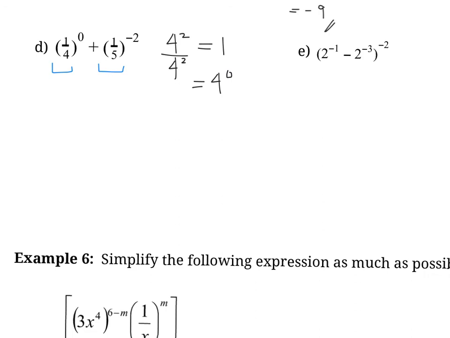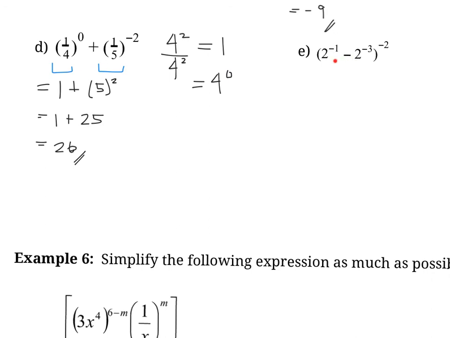So that means that 4 to the power of 0 is the same thing as 1. If we find something that's to the power of 0, that means that it was just divided by itself and is equal to 1. And so 1 over 4 to the power of 0 is just going to be 1. And we know how to deal with 1 over 5 to the power of negative 2. We're going to create the reciprocal of 1 over 5, so that's going to be 5 to the power of positive 2. So we have 1 plus 5 squared, which is 25, and we're going to get 26.